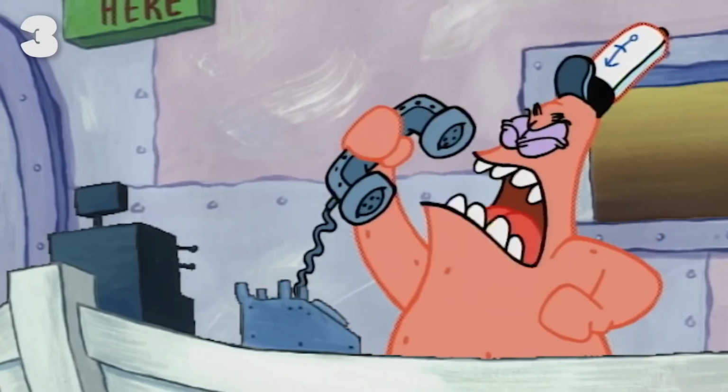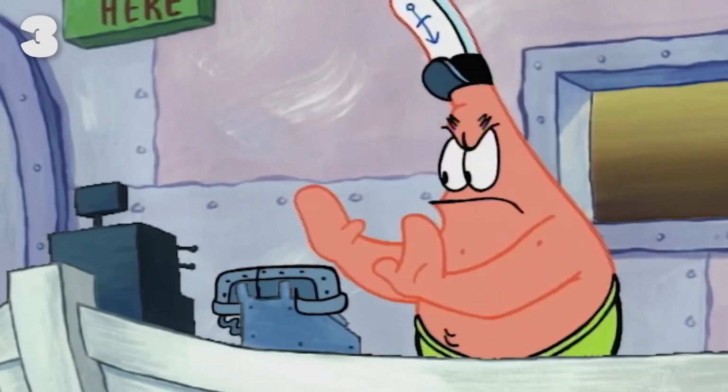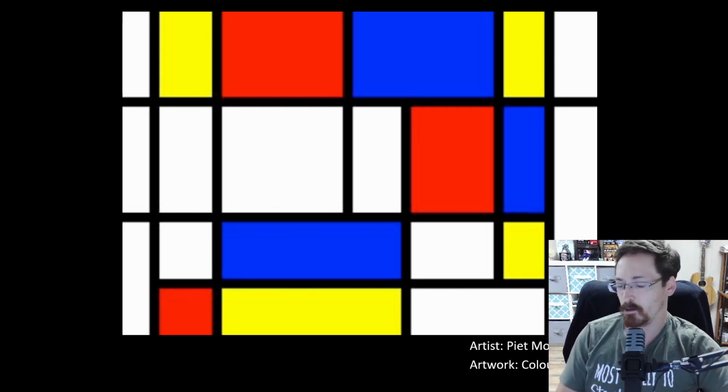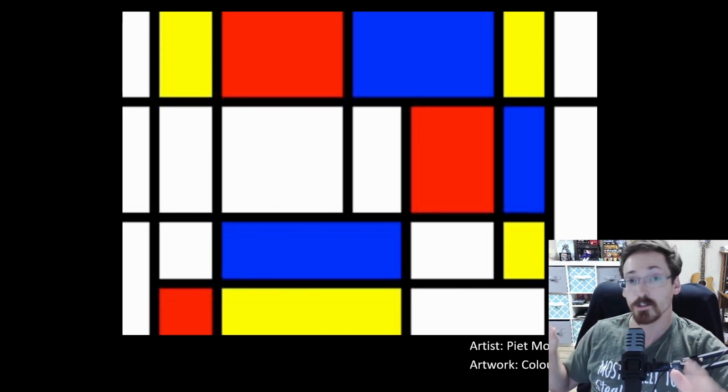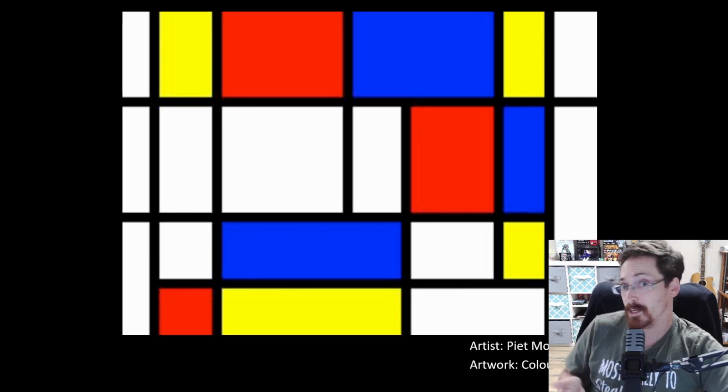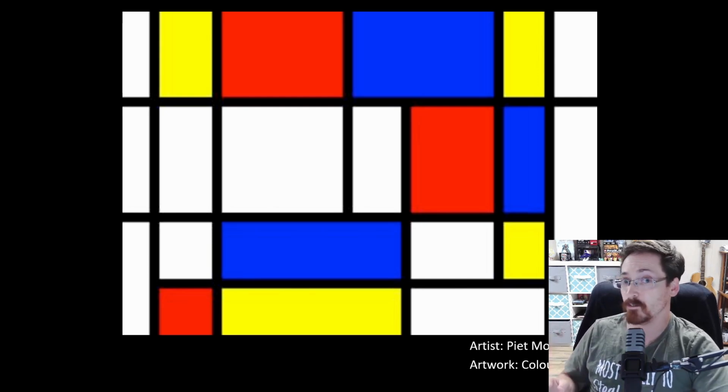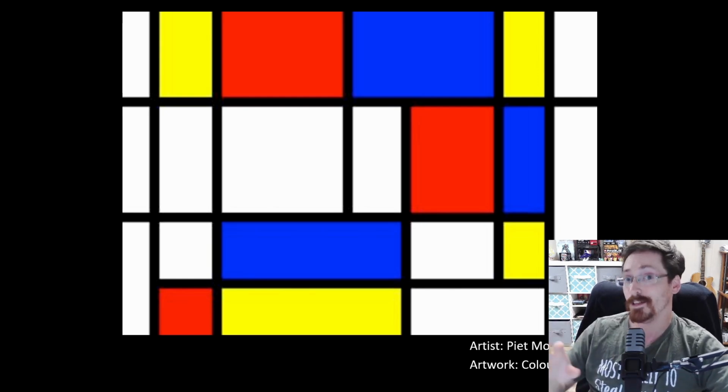Is this the Krusty Krab? No, this is Patrick. This is an example of pattern, and this is pattern using squares and rectangles. You can see that they're not in a rhythm. It doesn't have to be in a rhythm to be a pattern. You can just have the same thing being placed all over the place. You can also see that it's not the same color either. It's just the rectangles and squares that make a pattern.